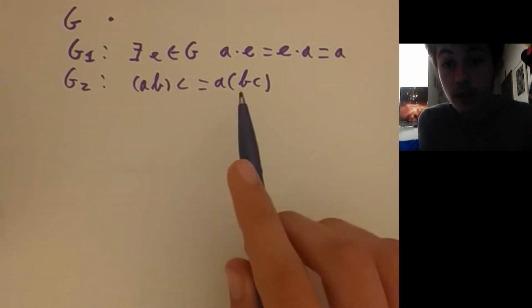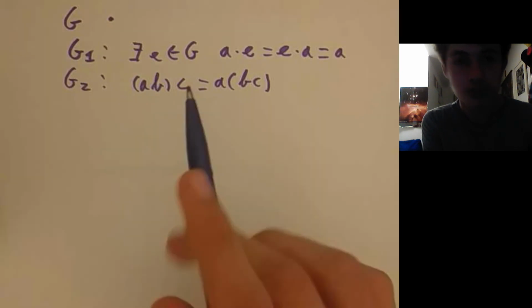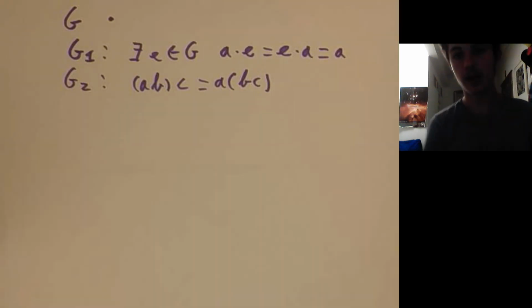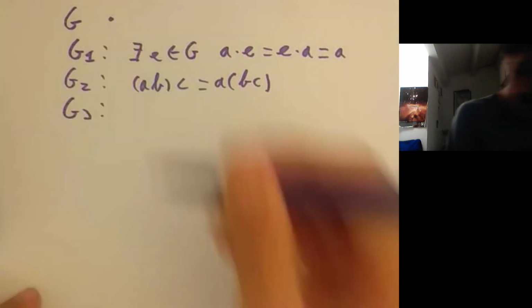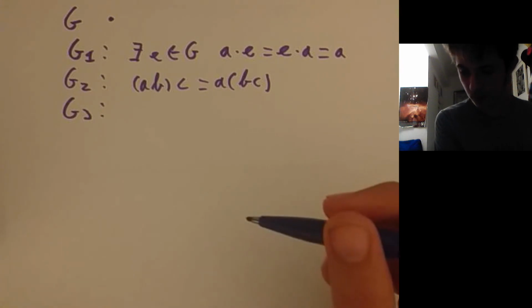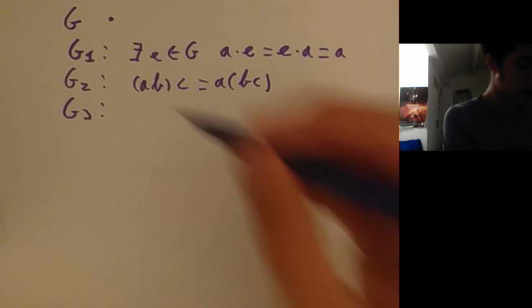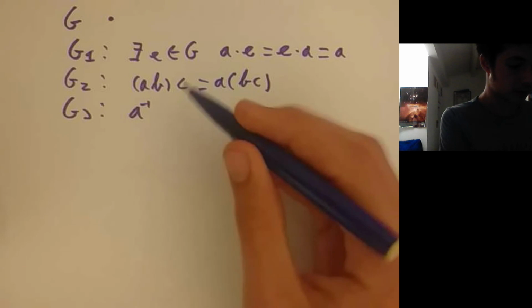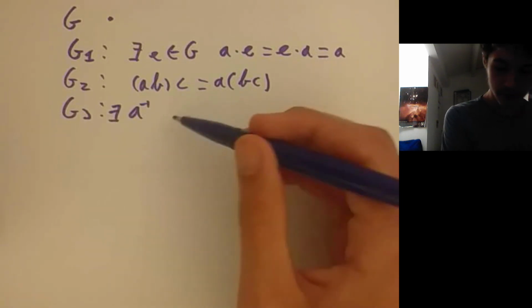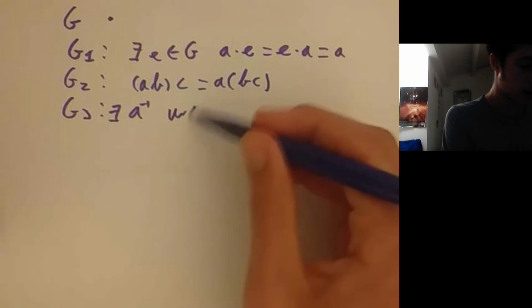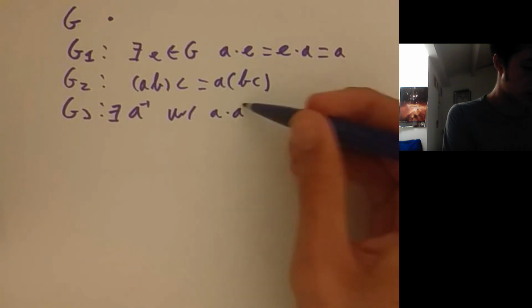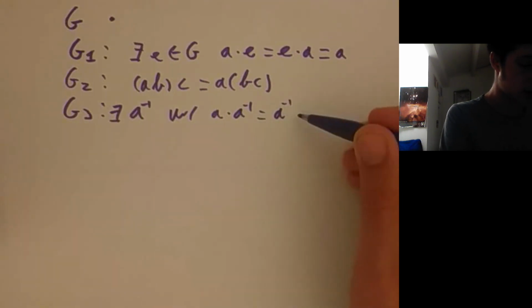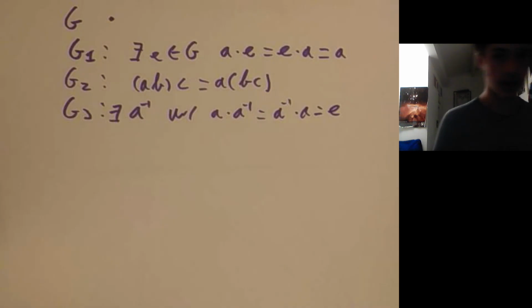And notice here that I left out the dot. That's a way of writing this. Then I have the third axiom, and it says that for each element A, we have some element A inverse with the property that A multiplied with A inverse equals A inverse multiplied by A, which equals the identity.